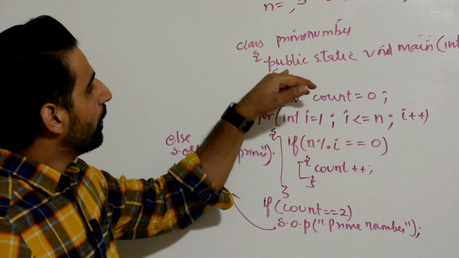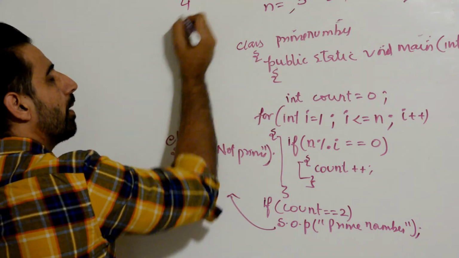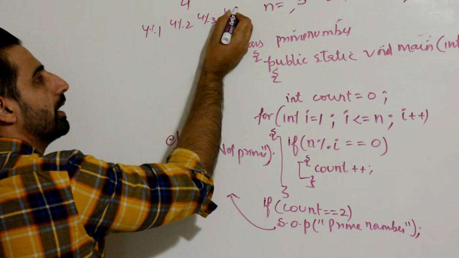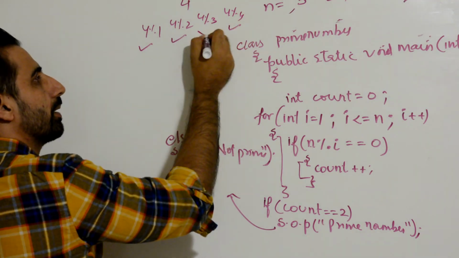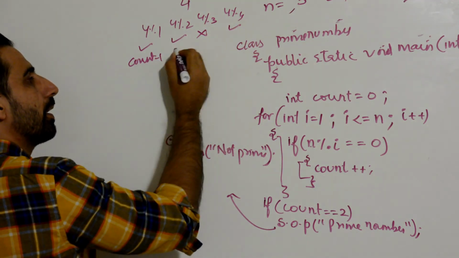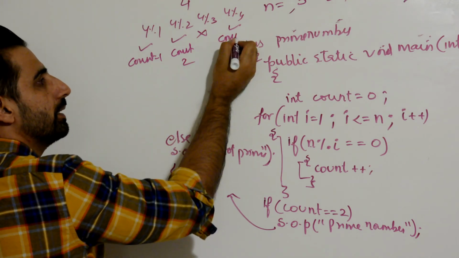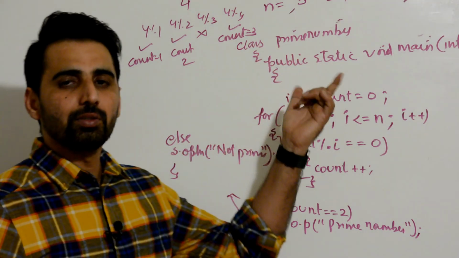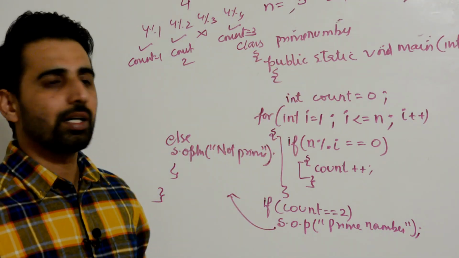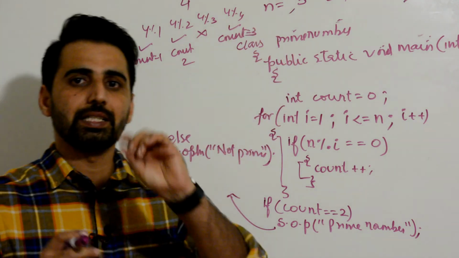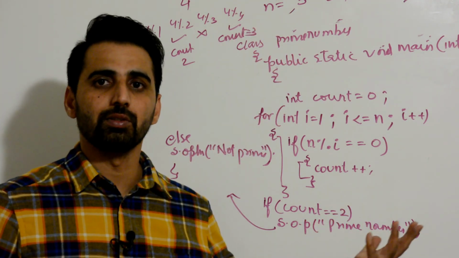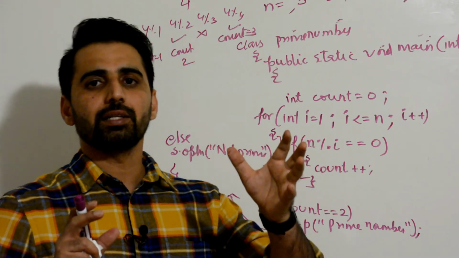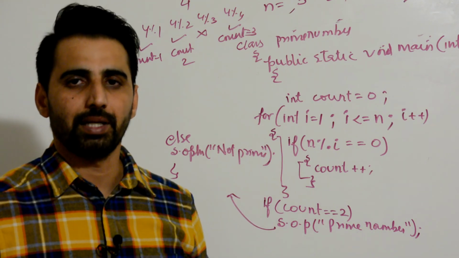So if it is 4, 4 is divisible by 1, 4 is divisible by 2, 4 is not divisible by 3, but 4 is divisible by 4. This one, and this one. So count is 1, count is 2, and count is 3. Because count is greater than 2, or count is not equal to 2, that means it is not a prime number. If 7 is divisible by 1 and by itself, then the count is 2, so it will be a prime number. So the main thing is count. If it is divisible by 2 numbers only, then it is prime, else it is not prime.